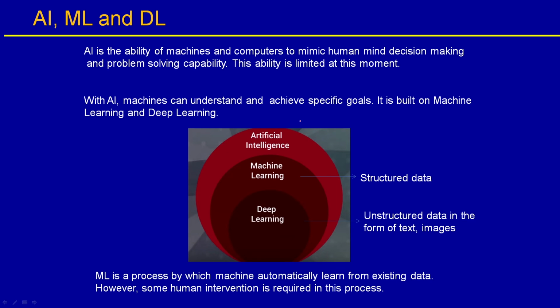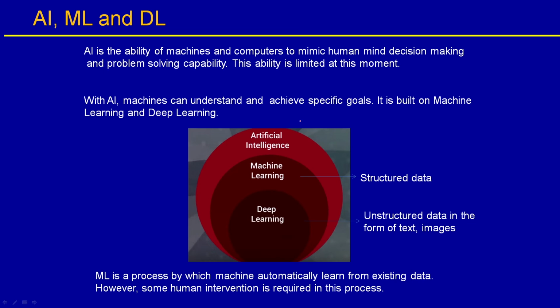It is a process by which machine automatically learns from existing data. We'll talk a little more on these aspects. What is existing data? How can this be used? But remember, machine learning requires structured data. You cannot use just any data, by the way, in machine learning.